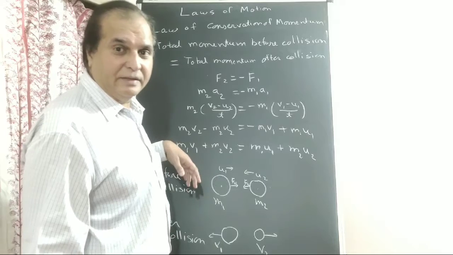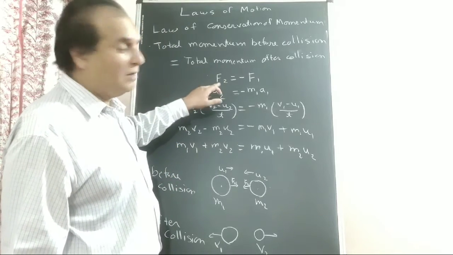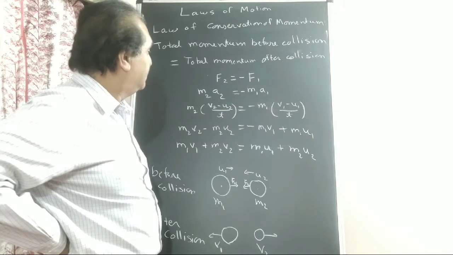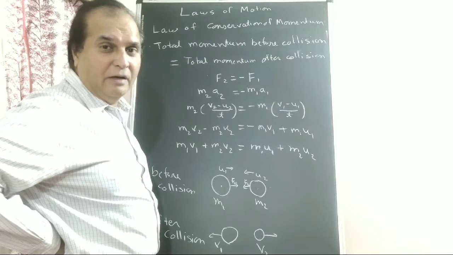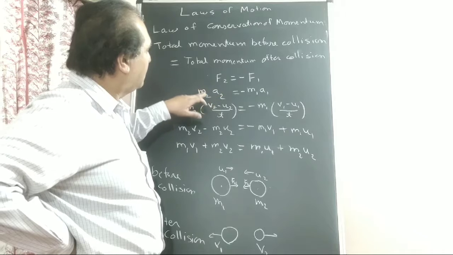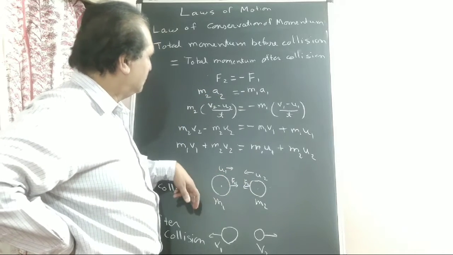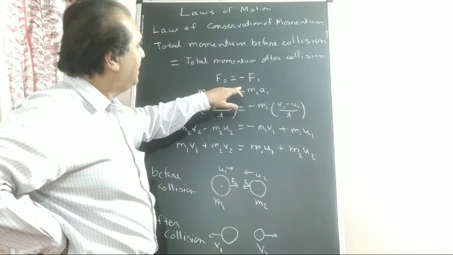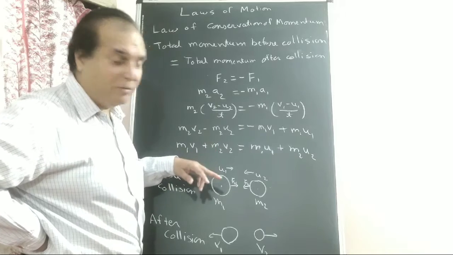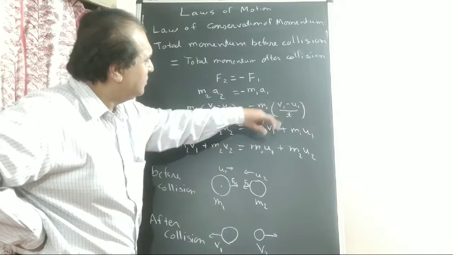So I am deriving the relationship. The force is equal but in opposite direction. So force F2 is equal to minus F1. Understanding? Okay. F force equation we have derived right now. F is equal to ma. So F2 equal to m2a2, M2 is exerting force F2. And minus F1 is m1a1. Acceleration formula is V minus U upon T. So a2 is (V2 minus U2) upon T. a1 is (V1 minus U1) upon T.